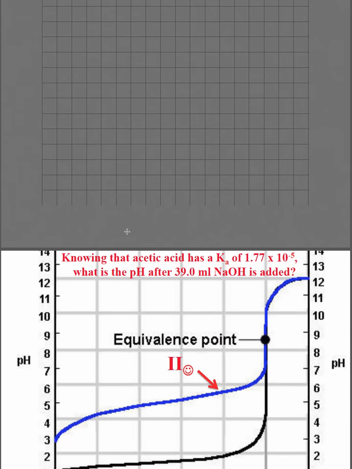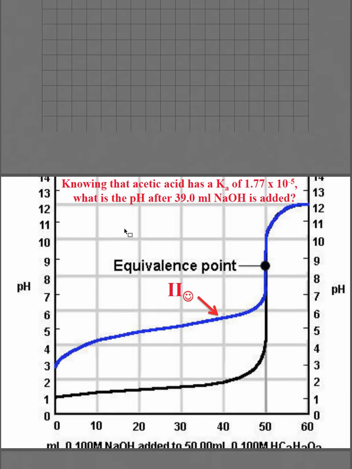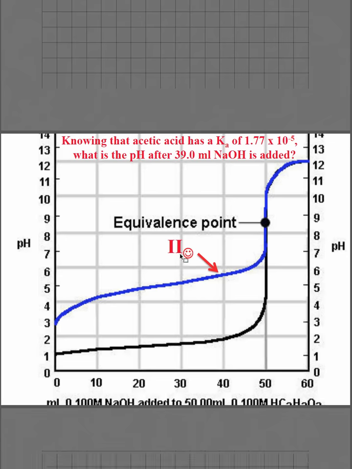Whoa, if you're really motivated, you'd pause the video and try this right now. So if I went to Roman numeral 2 sub smiley face, which is I'm claiming 39 milliliters, how would my buffer calculation change? I've created a buffer by only doing a partial titration, so 39 milliliters.